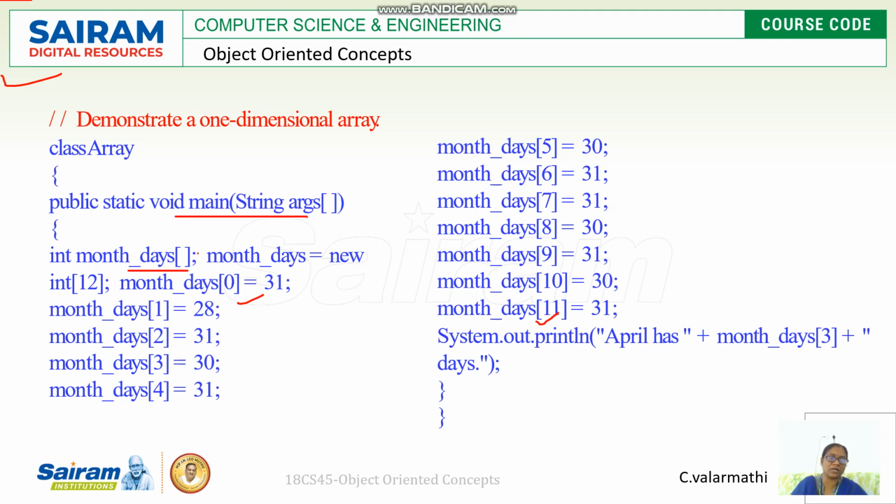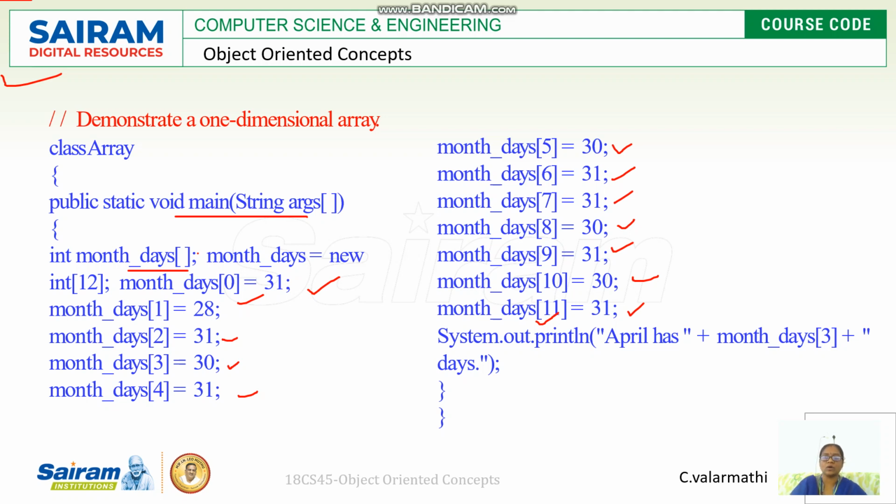That means for the January month, how many days? 31 days. For the second month, that is the February month, 28 days. And for the March month, 31. Then April 30, May 31, June 30, July 31, August 31, September 30, October 31, November 30, December 31. Likewise, the days of each month are specified as the inputs here.